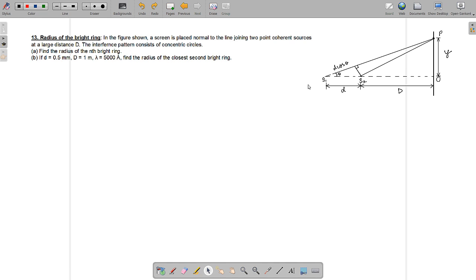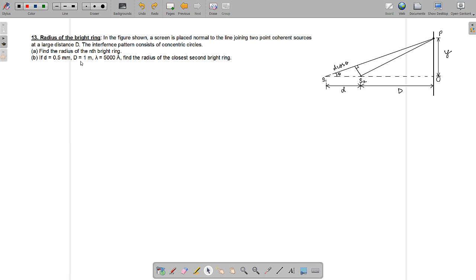This is a question of two point sources which are placed on the same line, and the screen is placed perpendicular to the line joining the two coherent sources S1 and S2. Since these are point sources, the interference pattern that can be seen on the screen consists of concentric circles. And we are supposed to find out the radius of the nth bright ring, that is the first part.